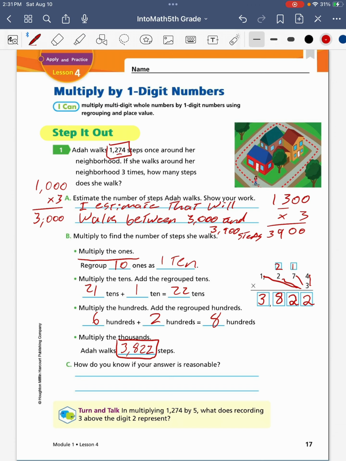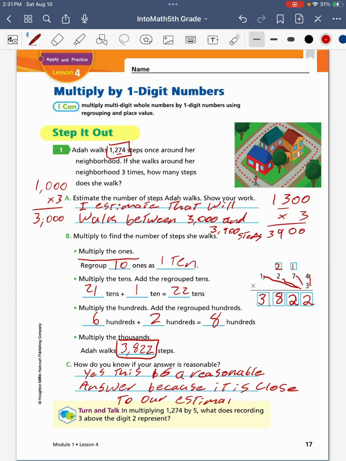Question C asks, how do we know this answer of 3,822 steps is reasonable? This is asking us, when we estimated, did we get close to this number? And yes, this is a reasonable answer because it's not far from our estimate. It is close to our estimate of 3,900.